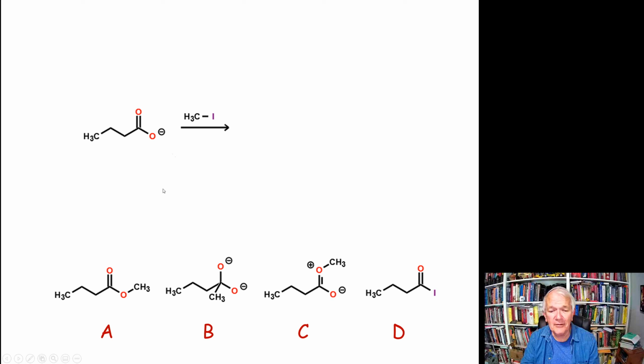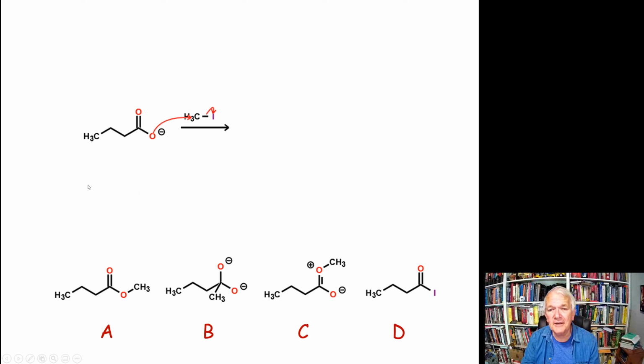We could have the methyl show up on the oxygen. We could have the methyl show up on the carbon of the carbonyl, forming this tetrahedral intermediate. We could have the methyl show up on the carbonyl oxygen. Or we could have the iodide show up somehow magically. Well, what's going to happen?